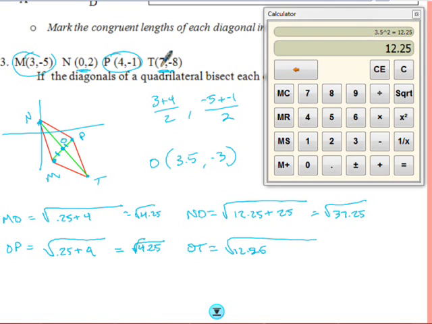Okay, and that's from 7 to 3.5. And then from negative 8 to negative 3 is 5, and 5 squared is 25. And again, I don't need to know what the square root of 37.25 is. I just need to know that these two are the same, because that proves that this bisects this, and now I know that the diagonals bisect each other. Let's take a look at another one.